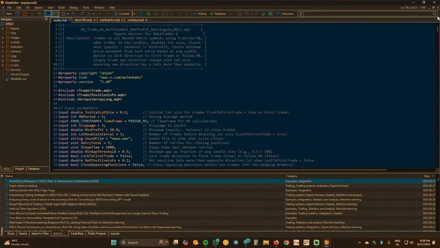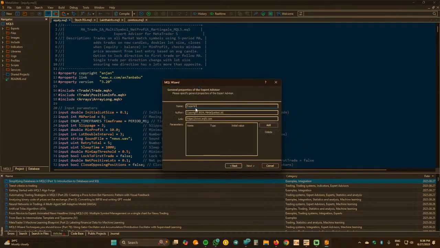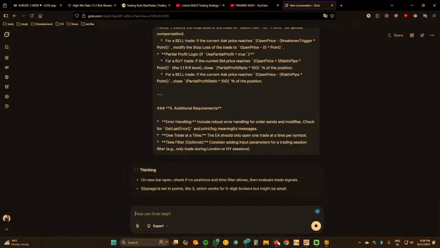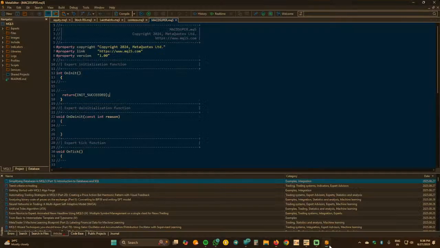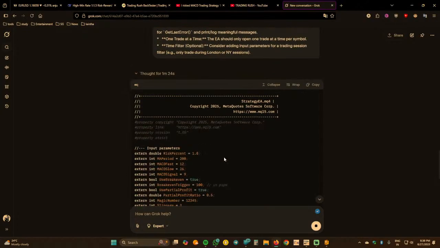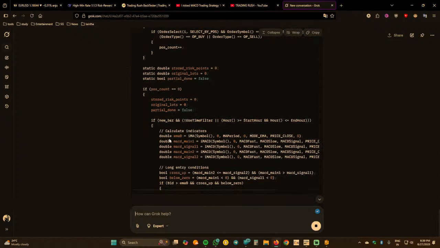So in MT5, we will start a new project. We'll name it MACD Super. We'll copy the code that is generated, then paste it here and test the system. So Grok is writing the algorithm. It thought for 1 minute 24 seconds and it is writing the algo.